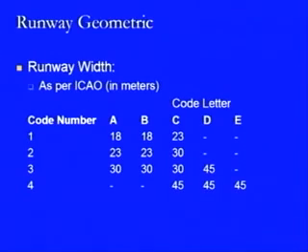And then in the fourth code number condition, it is 45 meters for C, D and E category, whereas for A and B this is not valid. So, this is how we can find out, or we can provide, the width of the runway strip, and then apart from that width of the runway strip, we have to provide the shoulders also.